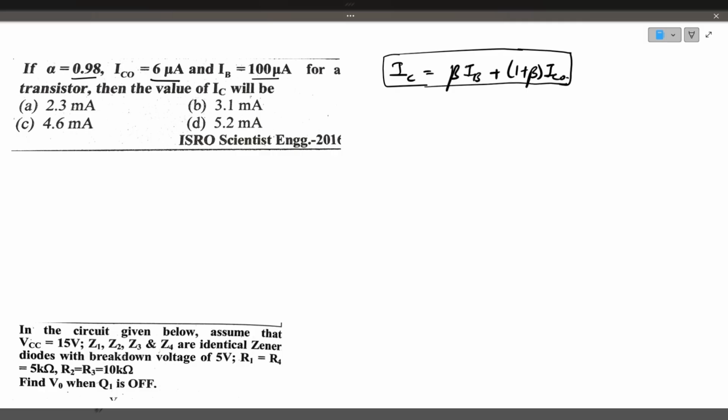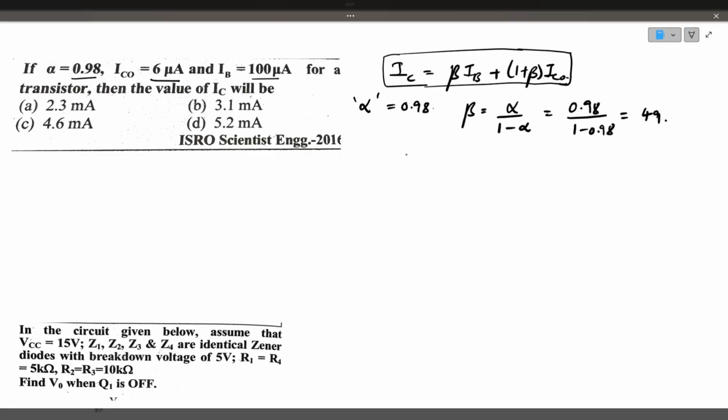Okay, but the given parameter is alpha, that is equal to 0.98. We have beta is equal to alpha divided by 1 minus alpha. So from this, we can calculate 0.98 divided by 1 minus 0.98. So beta is equal to 49.